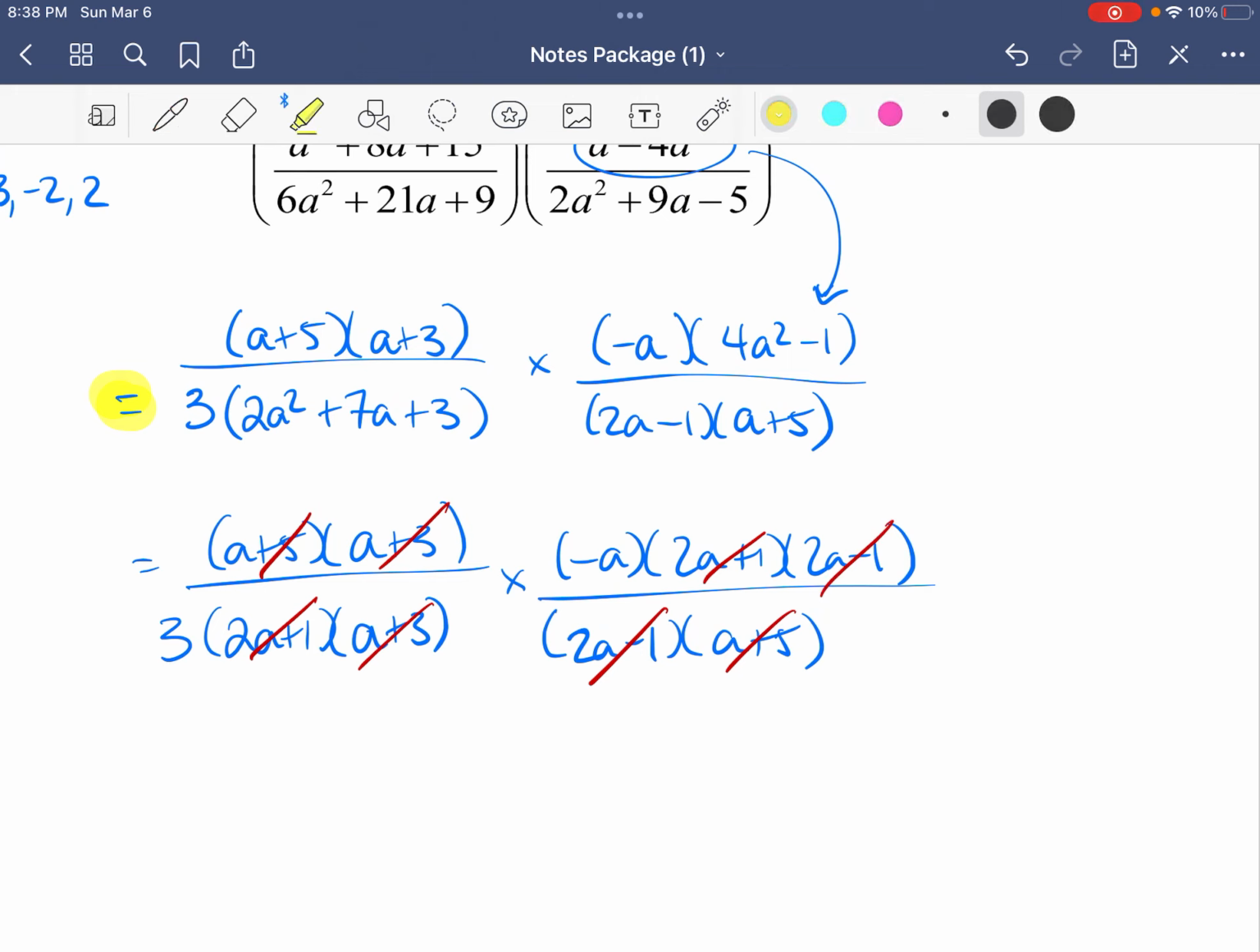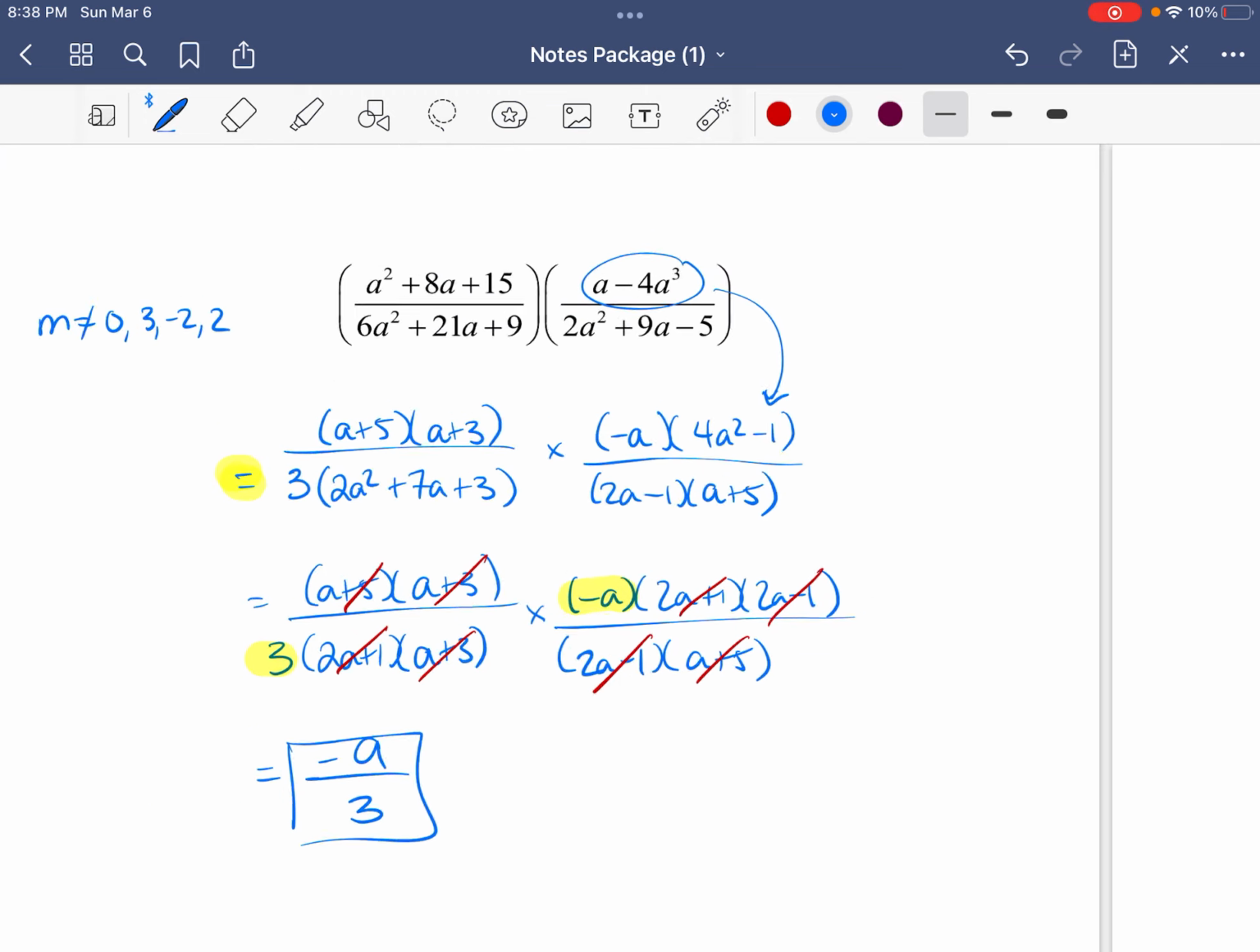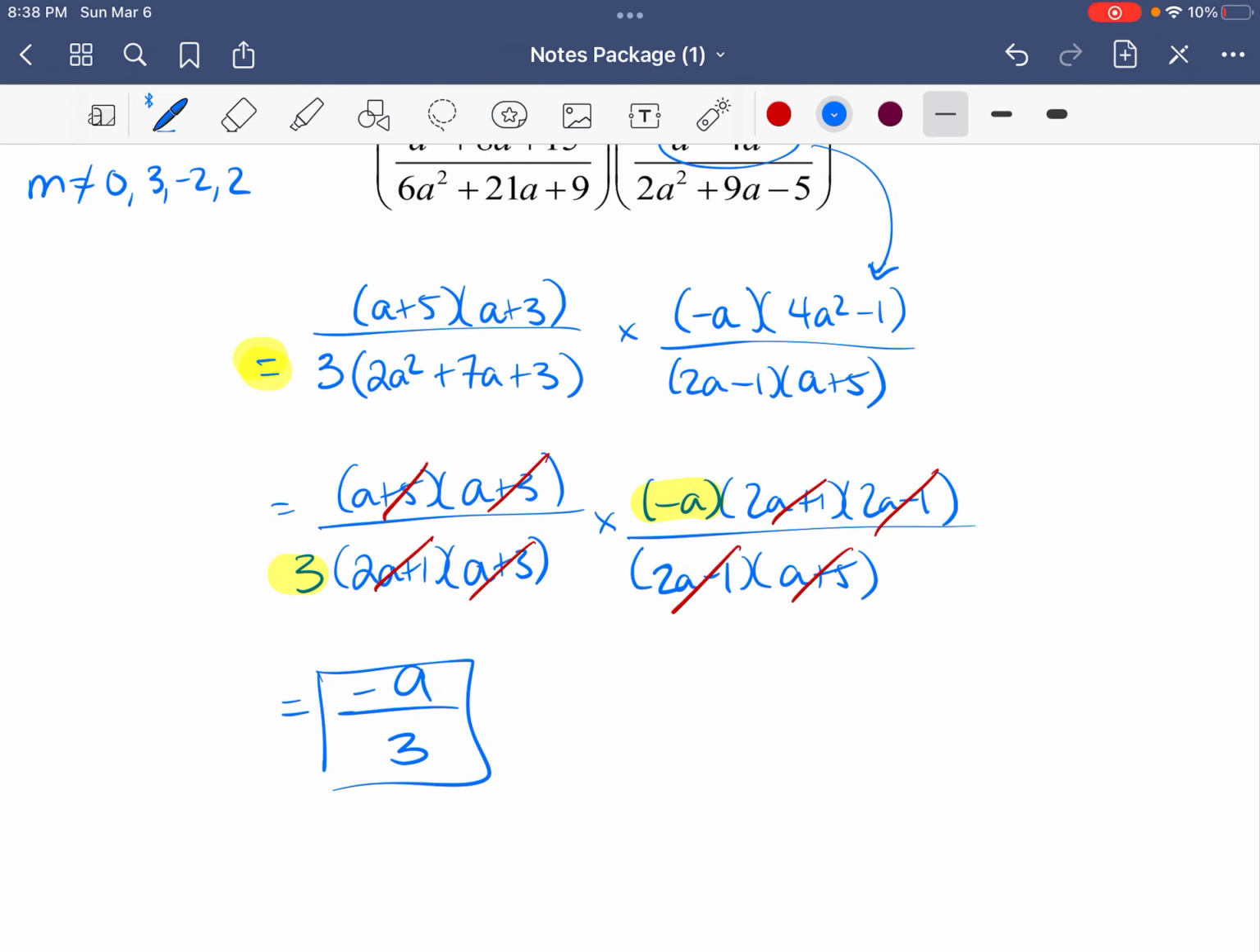All right, so maybe let's just highlight what we actually have left, because it gets a little greasy. So that's what we have left. So we're going to be negative a in the numerator and 3 in the denominator. One thing I didn't do is our non-permissible values, and that needs to be at this stage, probably the easiest, fully factored. So a cannot equal negative 1/2, negative 3, positive 1/2, and negative 5.